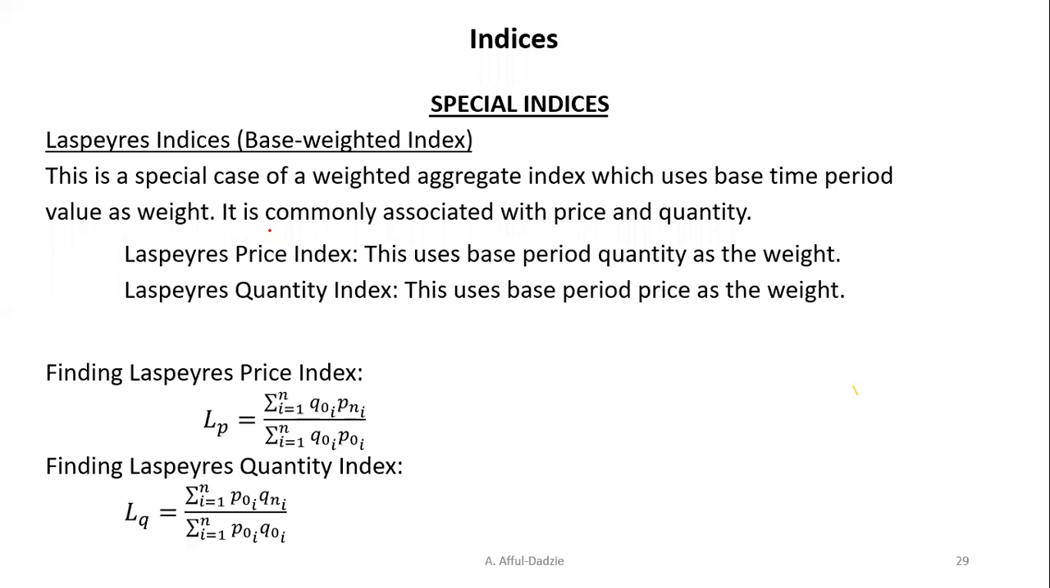So this is just how it works. It's just like a crisscross. When you are finding the Laspeyres price index, then the base quantities will be used as the weights. So please think about it. When you are finding the Laspeyres price index, the base quantity is the weight.